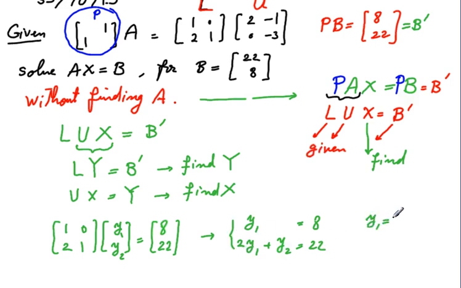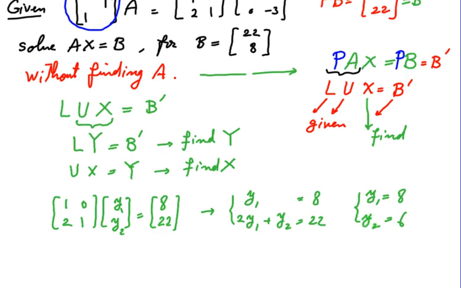So Y1 is already given to us. Y2, you just substitute this thing here and get me a Y2. So what's Y2 here? 6. So that was painless. Then we say, okay, the vector Y that I want is this guy. Next, I go to the next stage.